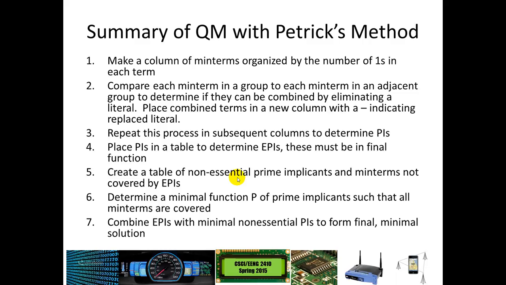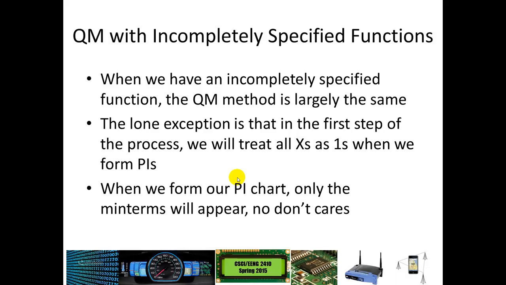We can also do this method with incompletely specified functions. Those are functions that involve don't cares on the outputs. In that case, it's going to be very, very similar. You're going to include in that first process the don't cares exactly the same as the minterms in terms of combining and trying to make groups, which makes sense because you can combine the don't care terms with ones if they're helpful to you. So if we can make bigger and bigger groups, we're going to want to try to do that. But when we get to our prime implicant chart, we are not going to have to worry about coverage for those don't cares. We're not going to list those because we really don't care if we cover the don't care terms or not.